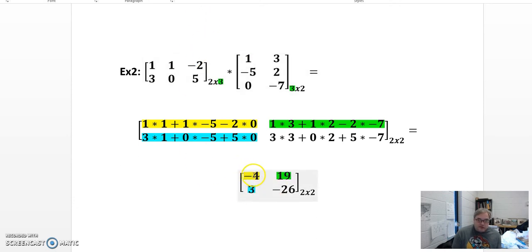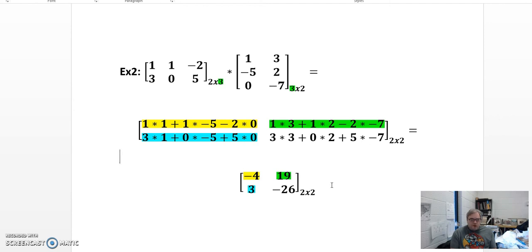Okay, so to get this first entry, I'm doing row 1 times column 1. And I have that in yellow here. Row 1, column 1 is in yellow. Row 1, column 2 is in the green. Row 2, column 1 gives me this entry in blue. And row 2, column 2 gives me this entry with no color. And when you simplify them, you should come up with those numbers there. And again, pause this, write it down, and try doing it yourself.